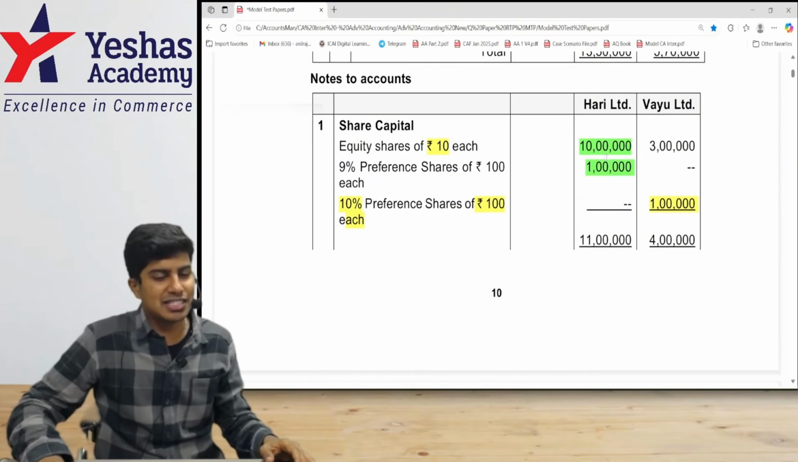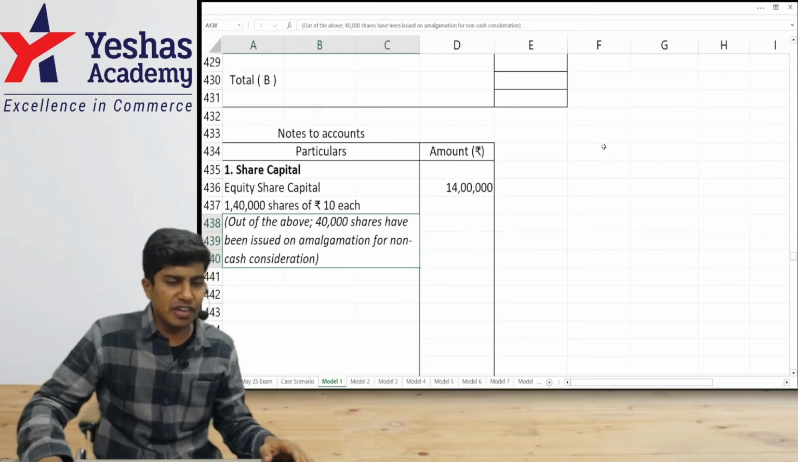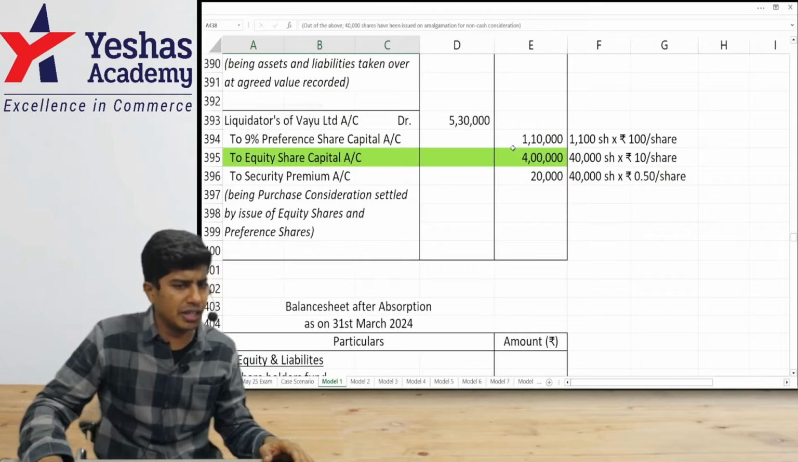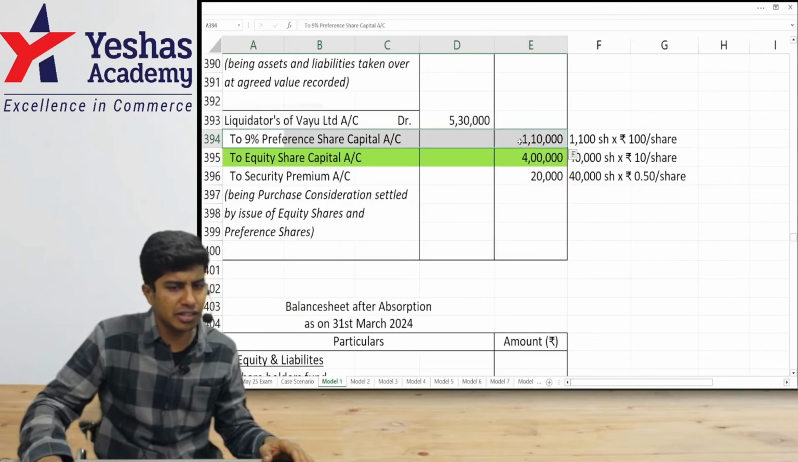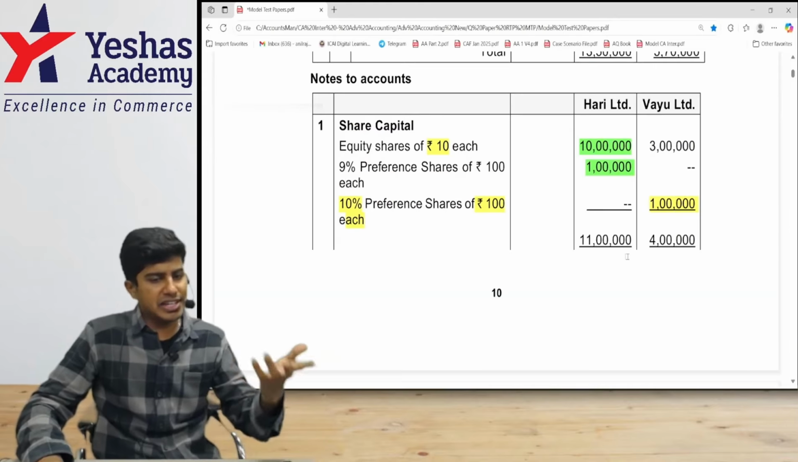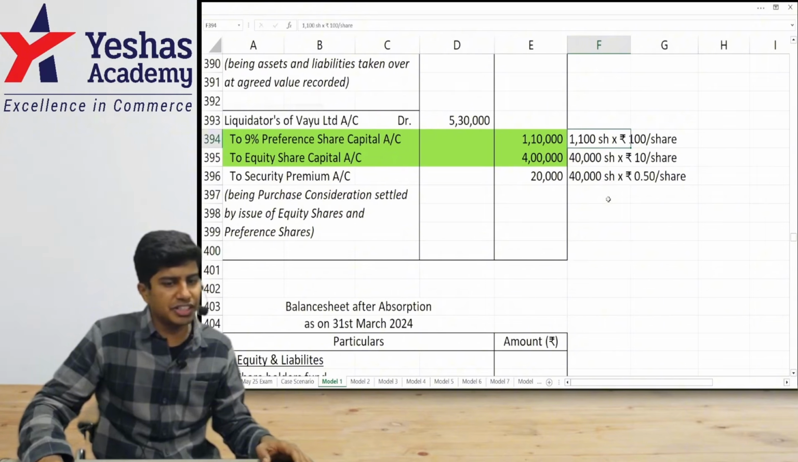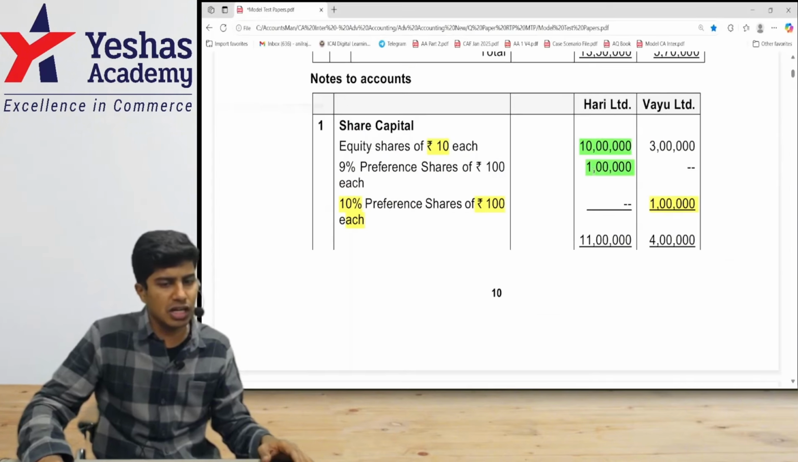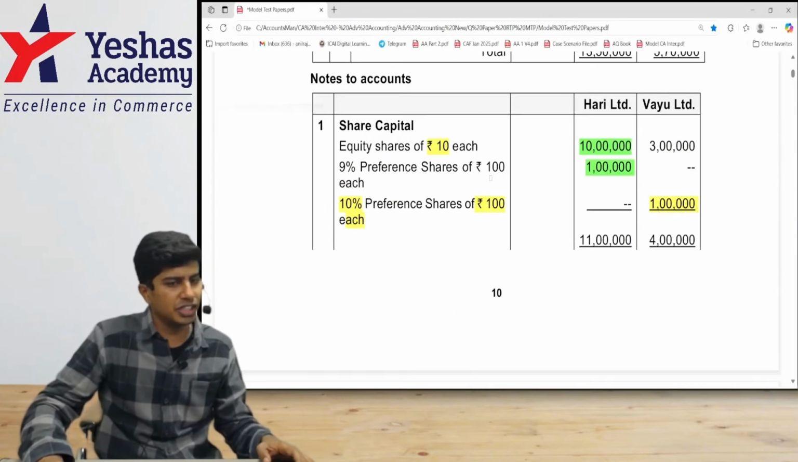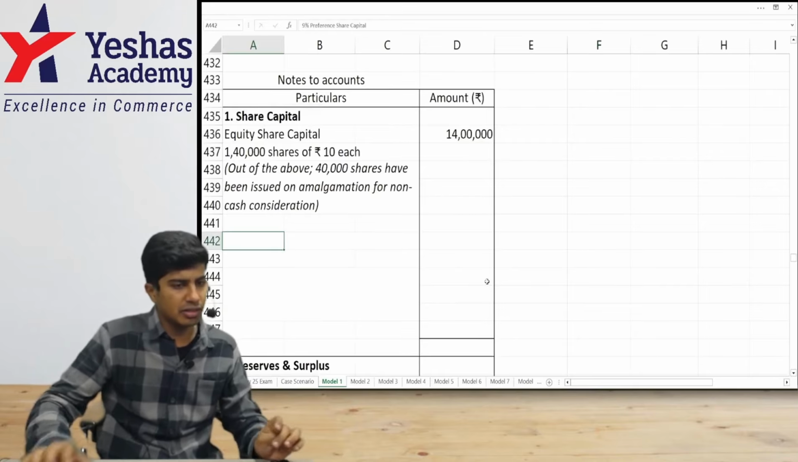Yeah, 1 lakh is preference share capital that's there. Take this 1 lakh preference share capital in the calculator. Did we further give some preference shares in the entries? Yeah. How much? 1 lakh 10. Previously it was 1 lakh, now 1 lakh 10, together 2 lakh 10. Now 1,100 shares were issued. Previously it was 1 lakh divided by 100, 1,000 shares. 1,000 plus 1,100, can I say 2,100?